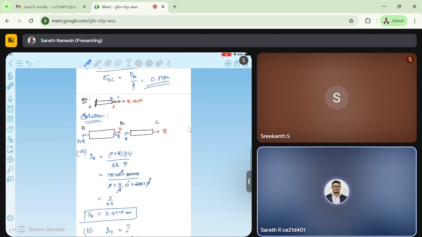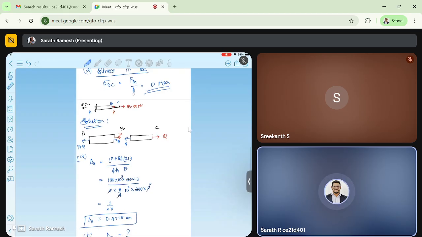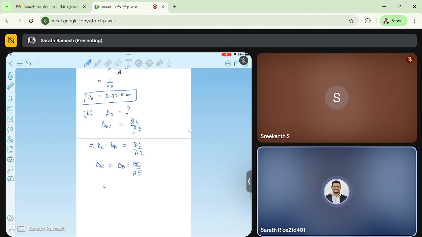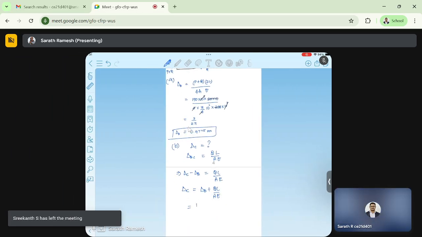So if you want to find displacement at C, we have to add displacement at B also, because if B shifts by 1 mm, C is also going to shift by the same 1 mm, apart from the deformation of BC. That's what this equation is telling us. So delta B expression we already have: P plus Q into 2L. Okay, this 2 will get cancelled.